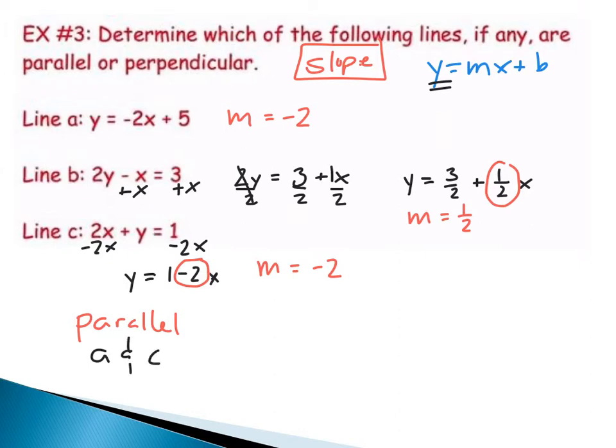And which lines are going to be perpendicular? Well, that's a long one to write. Which ones are going to be perpendicular? Well, they must have opposite reciprocals. So that means if it's a negative 2, it has to be positive, and then flip it would be 1 over 2. Well, hey, that's line B. So I know that A and B are perpendicular to each other.